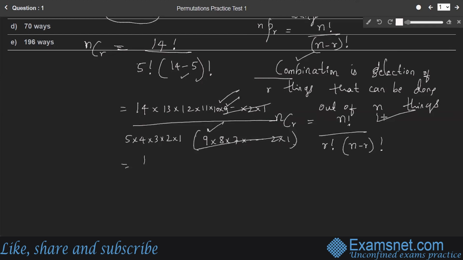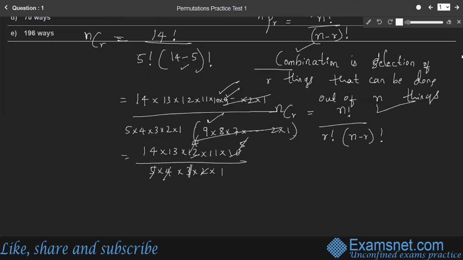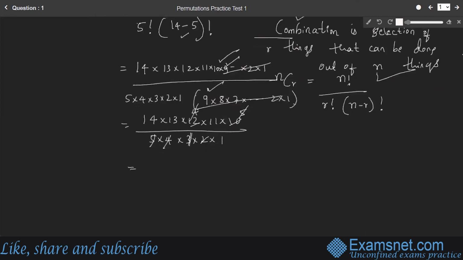And also we have 14 into 13 into 12 into 11 into 10 in the numerator and 5 factorial, which is 5 into 4 into 3 into 2 into 1, in the denominator, right? So 2 into 5, so we can cancel 10 with 2 into 5. And 3 into 4 is 12, so we can cancel 12 with 3 into 4, right? Therefore, at last we have 14 into 13 into 11.